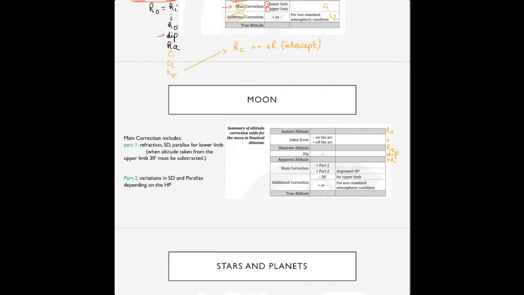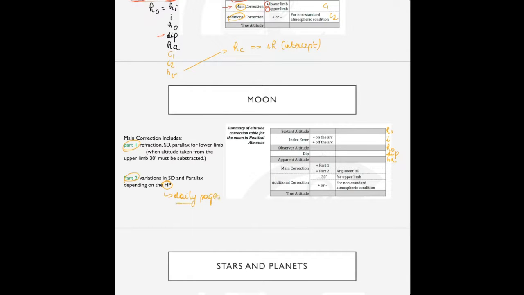As I told you, the corrections for the sun and the stars can be found in the first pages of your Nautical Almanac. The corrections for the moon, that's a different table you have to use. They can be found more to the back of your Nautical Almanac. You have a main correction which is subdivided into two parts. Part 1 is for refraction, semi-diameter, parallax, and part 2 is for variations in semi-diameter and parallax depending on the horizontal parallax. So when you do your observation, you will always have to extract the horizontal parallax from the daily pages.